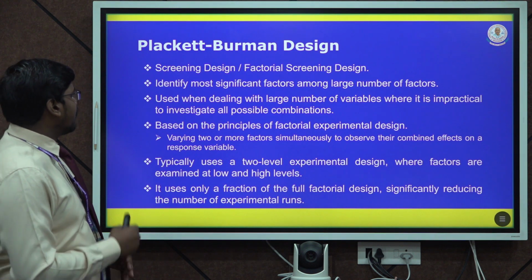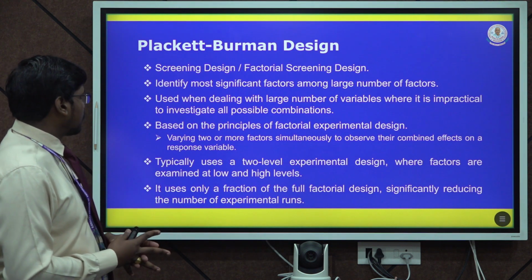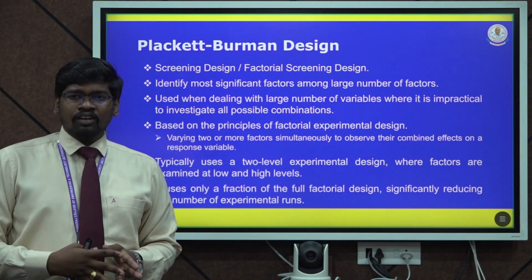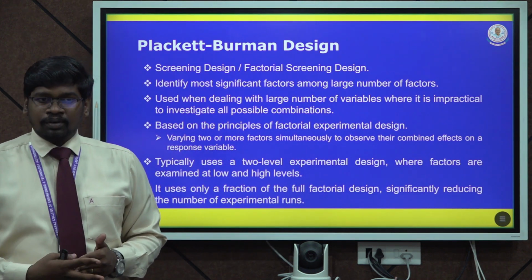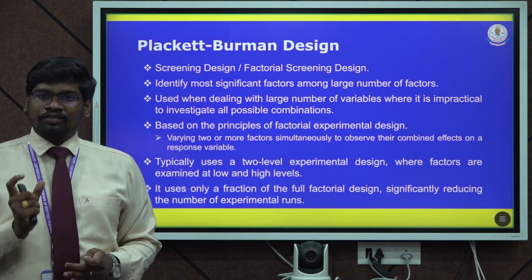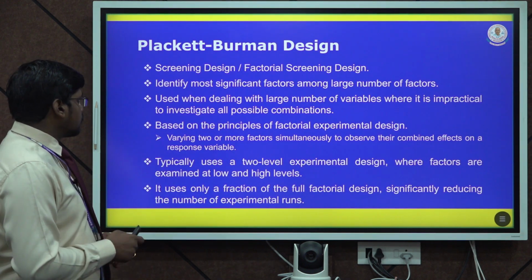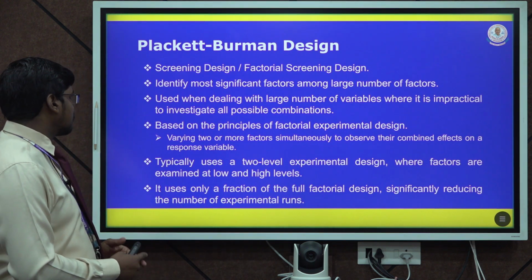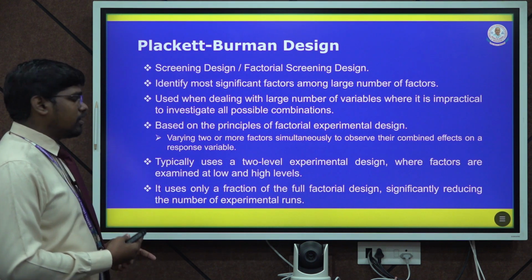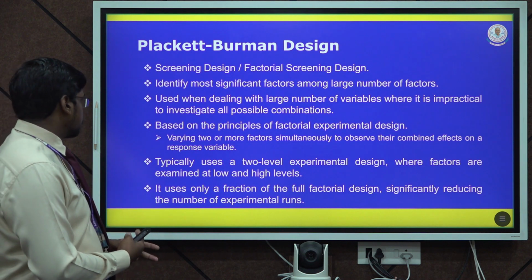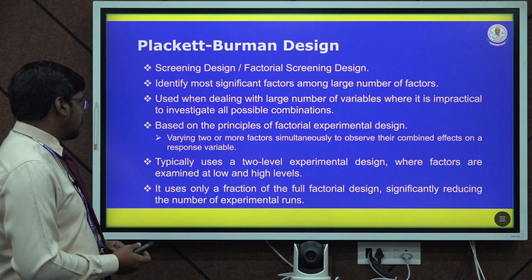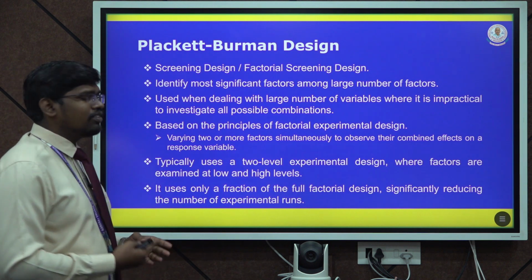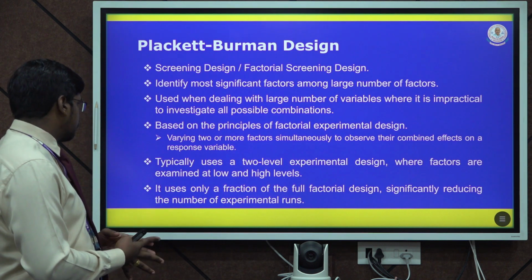Plackett Burman design is a screening design, or a factorial screening design. It is a fractional factorial. So, it will not completely randomize the experiment, but a smaller part of the factorial design is used. This is used to identify the most significant factors among a larger number of factors. So, when a larger number of variables is used, this method is used. It is based upon the principle of factorial design experiments, by varying 2 or more factors simultaneously, we can observe their combined effects in the response variable.